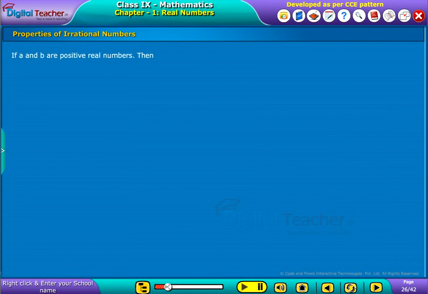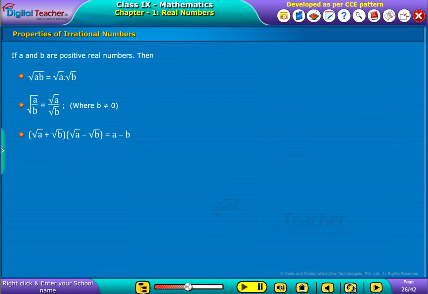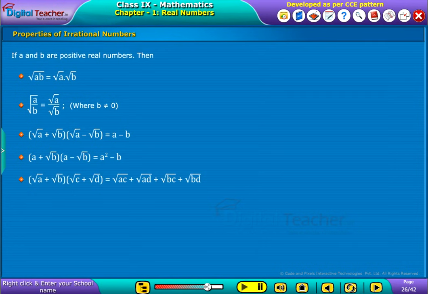If a and b are positive real numbers, then root ab is equal to root a into root b. Root a by b is equal to root a by root b, where b is not equal to 0. Root a plus root b into root a minus root b is equal to a minus b. A plus root b into a minus root b is equal to a square minus b. Root a plus root b into root c plus root d is equal to root ac plus root ad plus root bc plus root bd. Root a plus root b whole square is equal to a plus 2 root ab plus b.